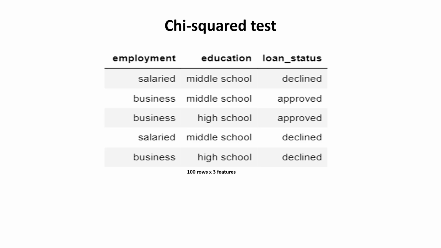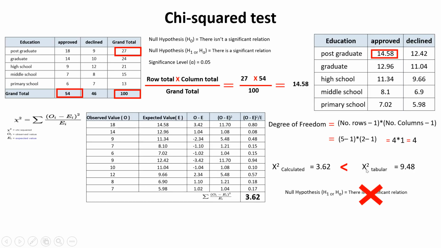Now, what does this mean? I just explained that here the education is not having any significant relation with loan status based on this calculation, or based on this analysis. I hope, again, that the calculation method was simple enough to understand.